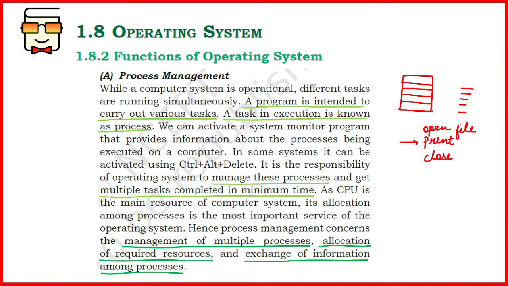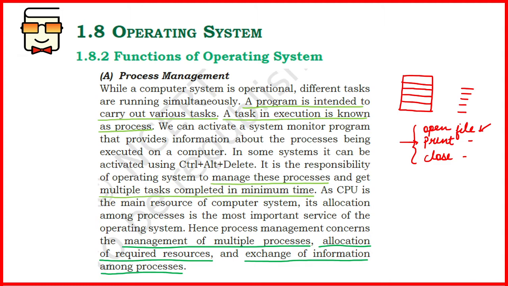To perform each of these tasks, some resources are required, some memory is required. These instructions must be in the memory. So when a particular task is being executed, that task is referred to as a process. A task in execution is known as a process.